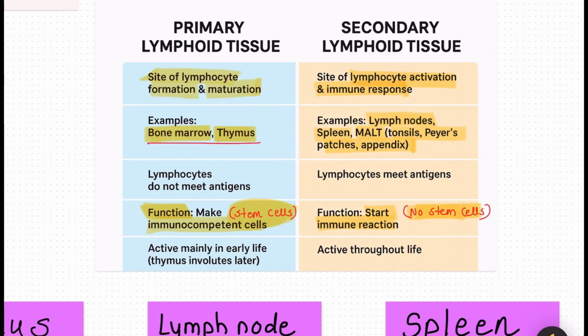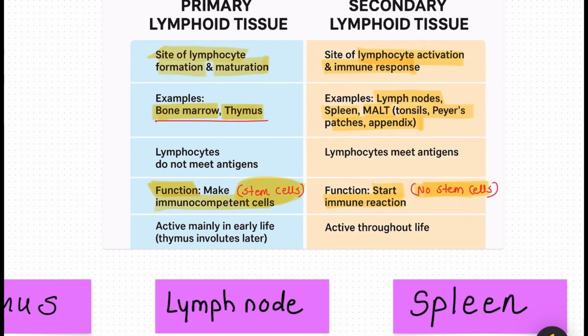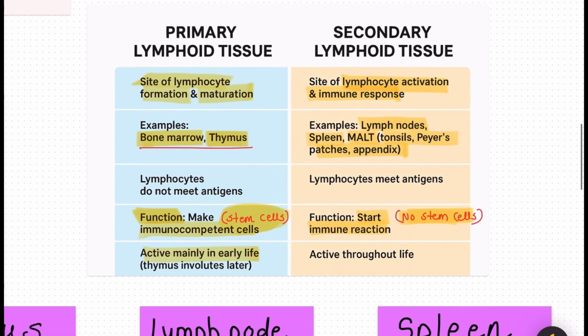Okay, remember this. Primary lymphoid tissue is active mainly in early life. Thymus involutes later, because thymus in adolescents gets degenerated. Secondary lymphoid tissue is active throughout life.